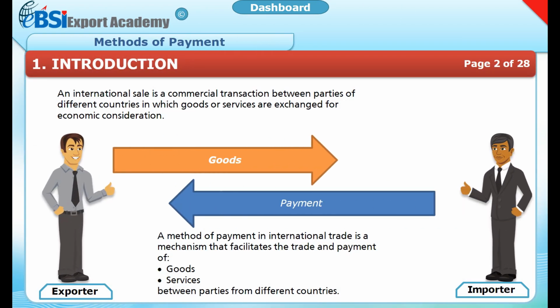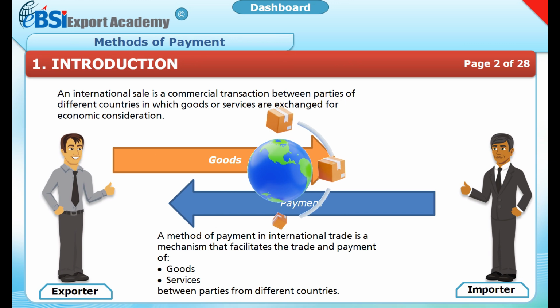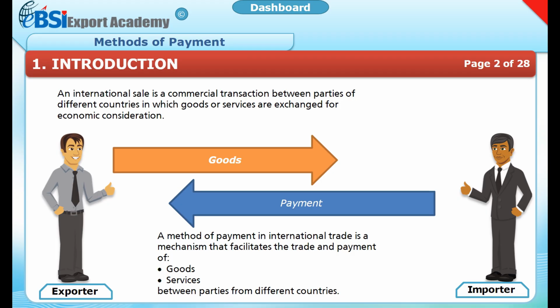An international sale is a commercial transaction between parties of different countries in which goods or services are exchanged for economic consideration. A method of payment in international trade is a mechanism that facilitates the trade and payment of goods and services between parties from different countries.